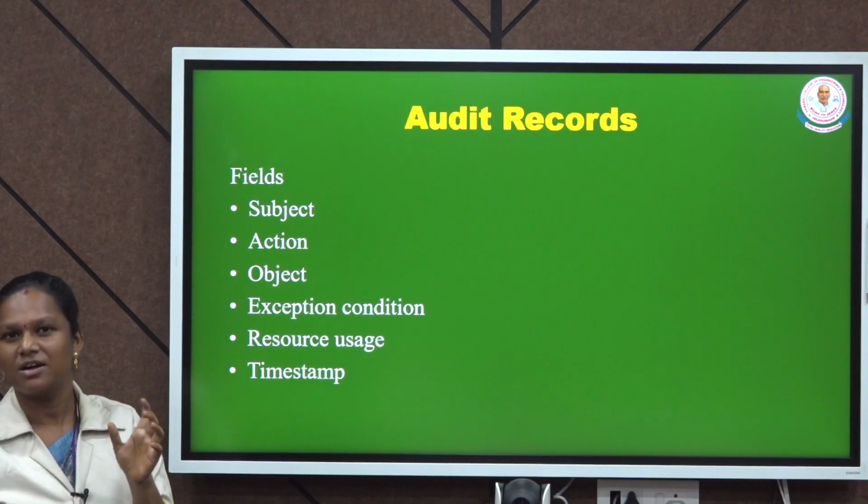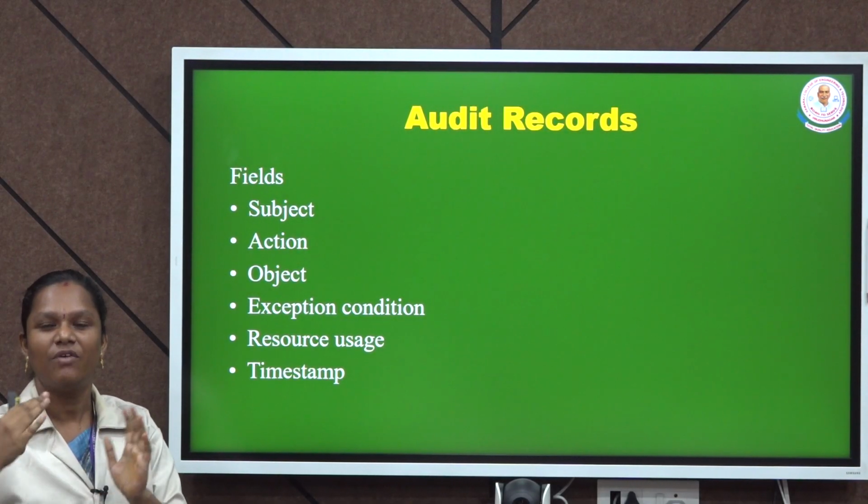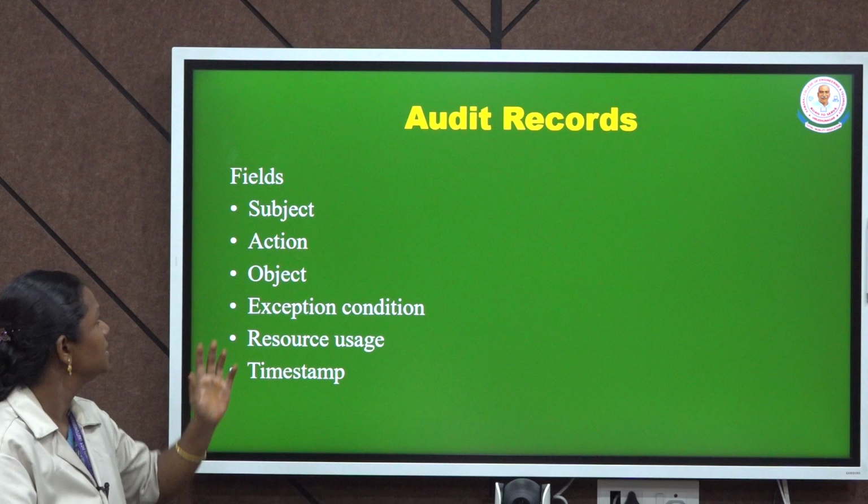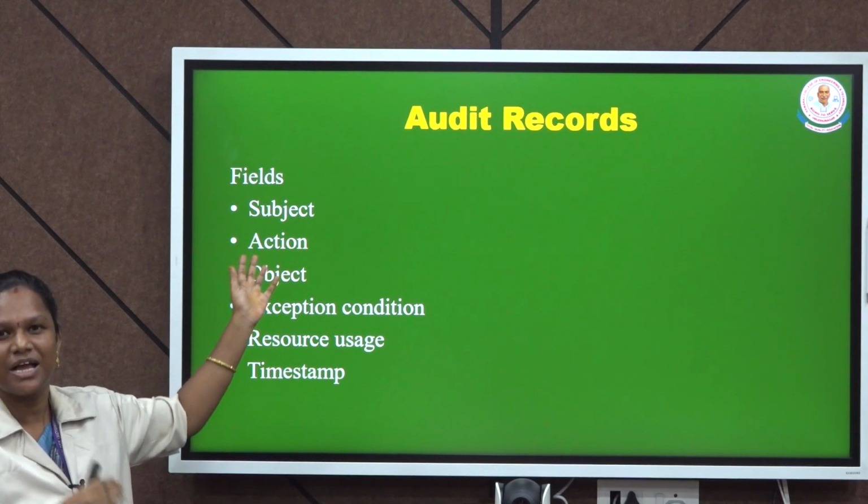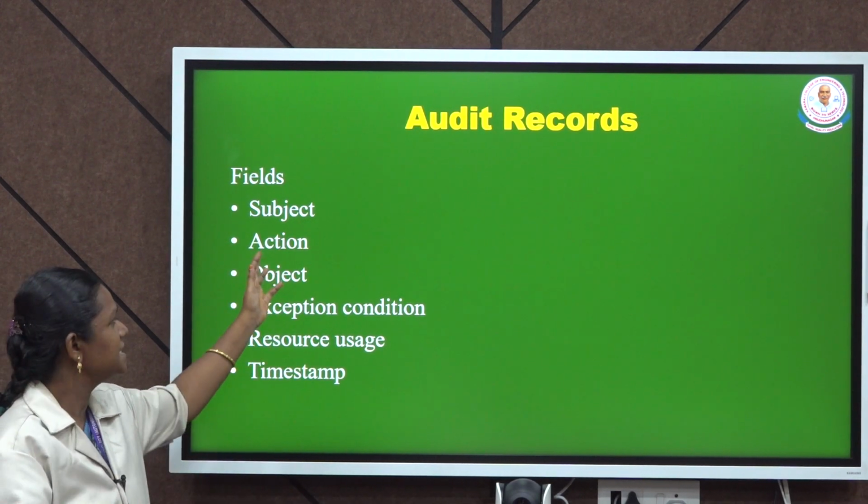Next one, audit records have a variety of fields. What are the fields presented? First one, the subject. Subject means the initiator of an object. Next one, action.